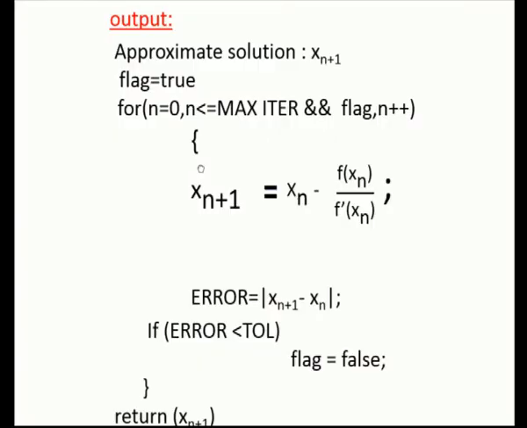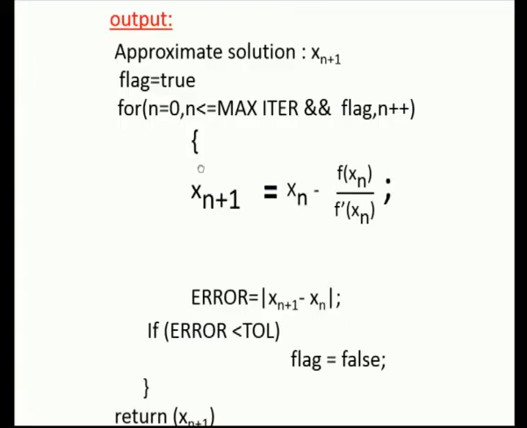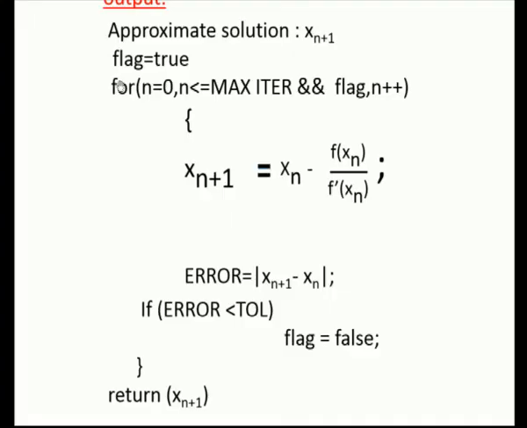Here you have a logical expression: max iter and flag. If n is less than or equal to max iter, that will have a true value. If flag is true, then this block will be executed. Once the flag becomes false, the control will exit the loop. The flag can be set to false when the error, xn plus 1 minus xn, is less than the tolerance. You can stop the program.